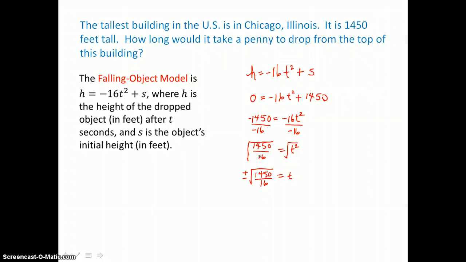But time will never be negative, so for this problem I'm just going to choose the positive value and I'm going to approximate it using a calculator. So when I put in 1,450 divided by 16 and take the square root of that result, I'm getting an approximate time of 9.5 seconds for that penny to drop from the top of the tallest building in the U.S. in Chicago, Illinois.